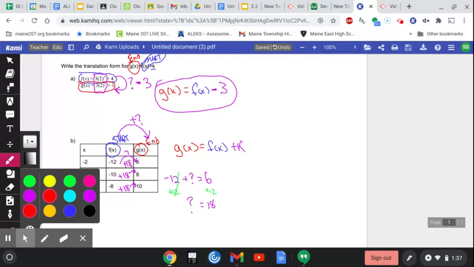So to finish off, I would say g of x equals this f of x, and the magic number is add 18, and that would be the translation form of g of x.